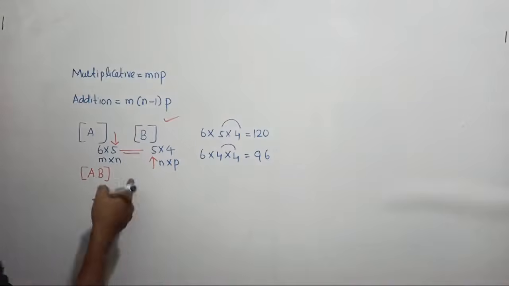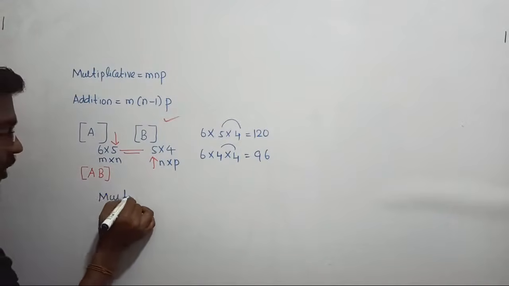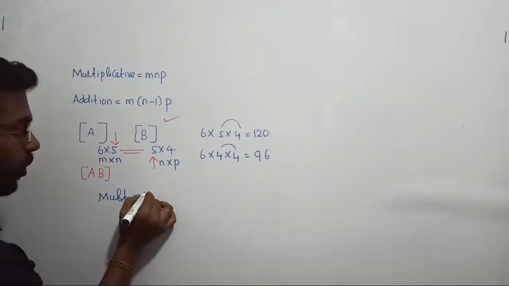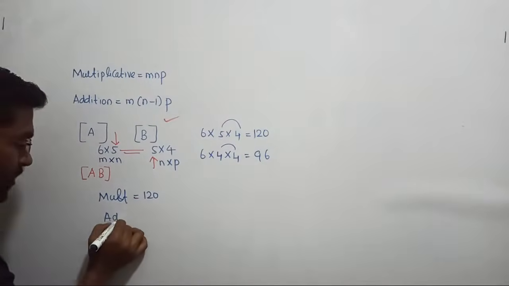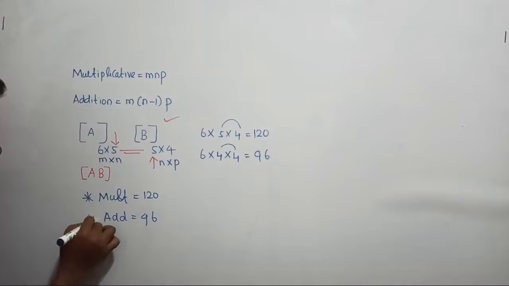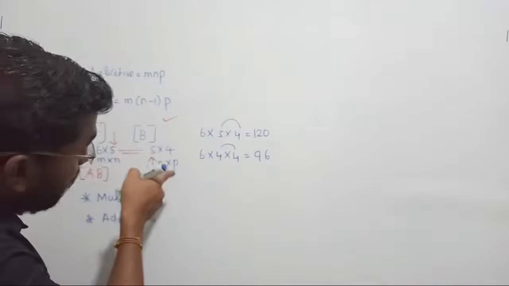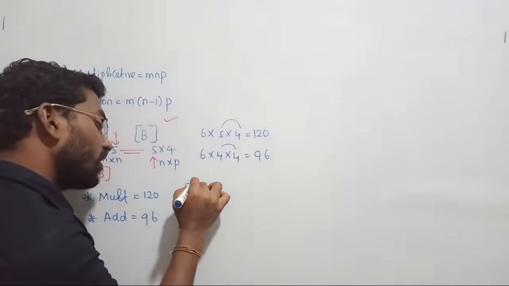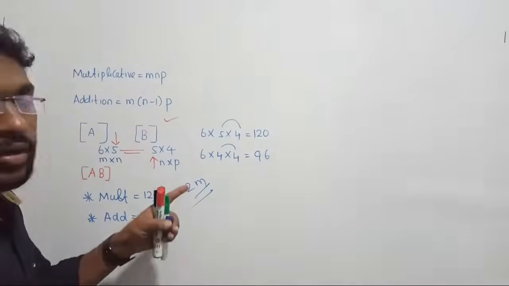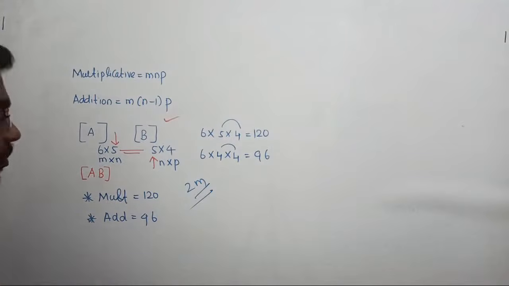So the conclusion is what? For your question, the number of multiplications is equal to 120 and the number of additions is equal to 96. That is how simply we get the answer. But you will be tested on this with a 2-mark question. Is it worth 2 marks? If you remember these things, it won't be worth even 1 mark. Clear? Just remember the property.